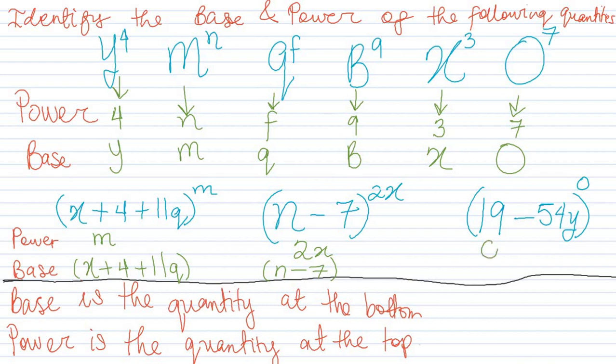The power is simply 0. And what is the base? The base is 19 minus 54y. And one thing I need to mention is this: anytime you see a quantity, a variable, or a number raised to the power of 0, you're always going to get 1. So 19 minus 54y, all raised to the power of 0, equals 1. m raised to the power of 0 equals 1.